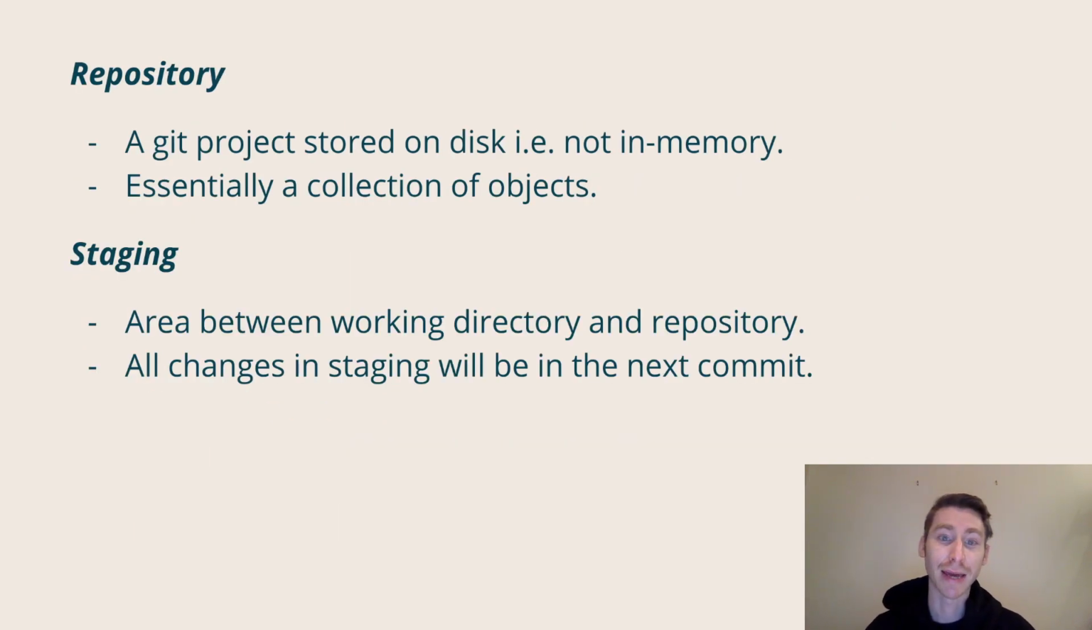Repository, which is a Git project stored on the disk, i.e. not in memory. It's essentially a collection of objects. There's staging, which is the area between the working directory and the repository, and all changes in staging will be in the next commit.